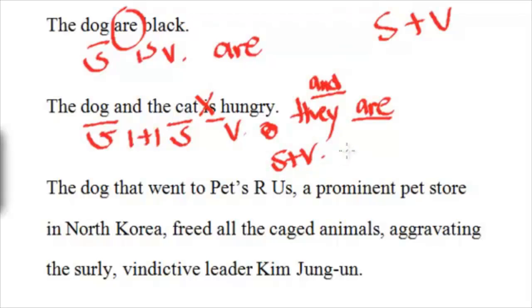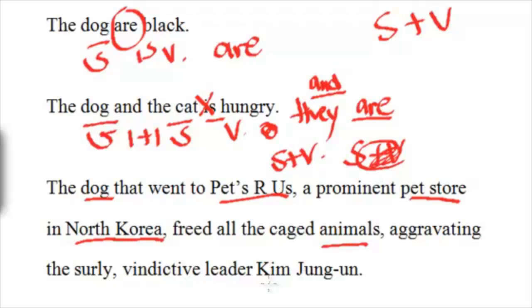What makes up anything? You need a subject. What did the subject do? Something. Subject and verb, right? That's the most important thing when you want to decipher hard sentences. So let's look at this one. This one says, "The dog that went to Pets R Us." Dog is a noun. Pets R Us is another noun, a prominent pet store. North Korea is a noun. Animals, noun. And Kim Jong-un is a noun, right?